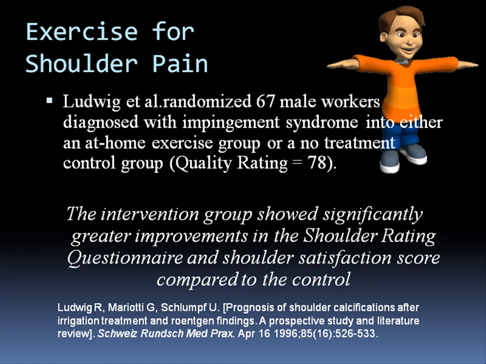Let's now discuss the evidence for the use of exercise in the management of shoulder pain. In the Ludwig et al. study, male workers diagnosed with impingement syndrome were randomized into either an at-home exercise group or no treatment control group. The intervention group showed significantly greater improvements in the shoulder rating questionnaire and shoulder satisfaction score compared to the control.